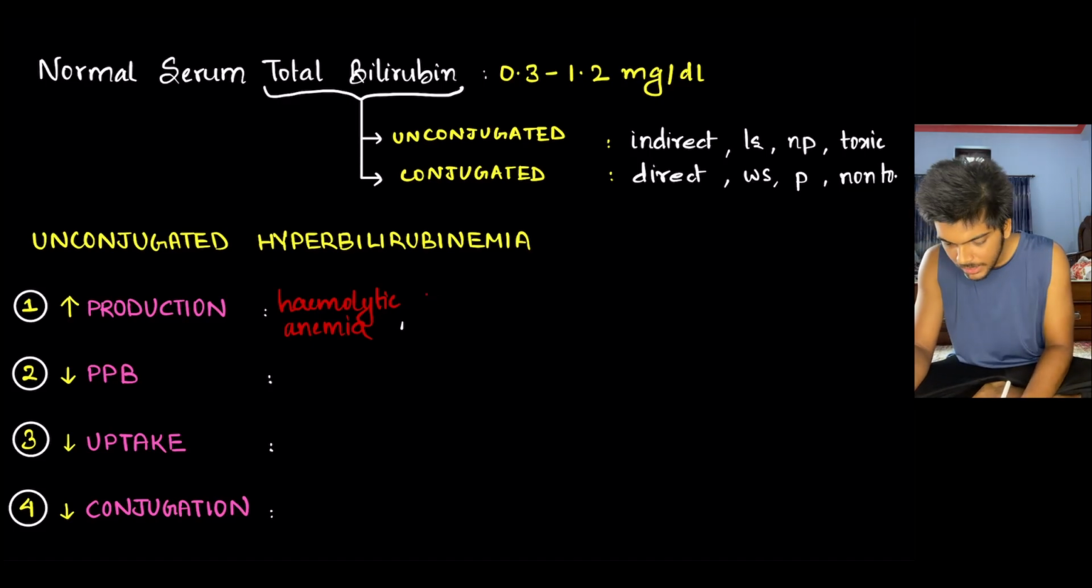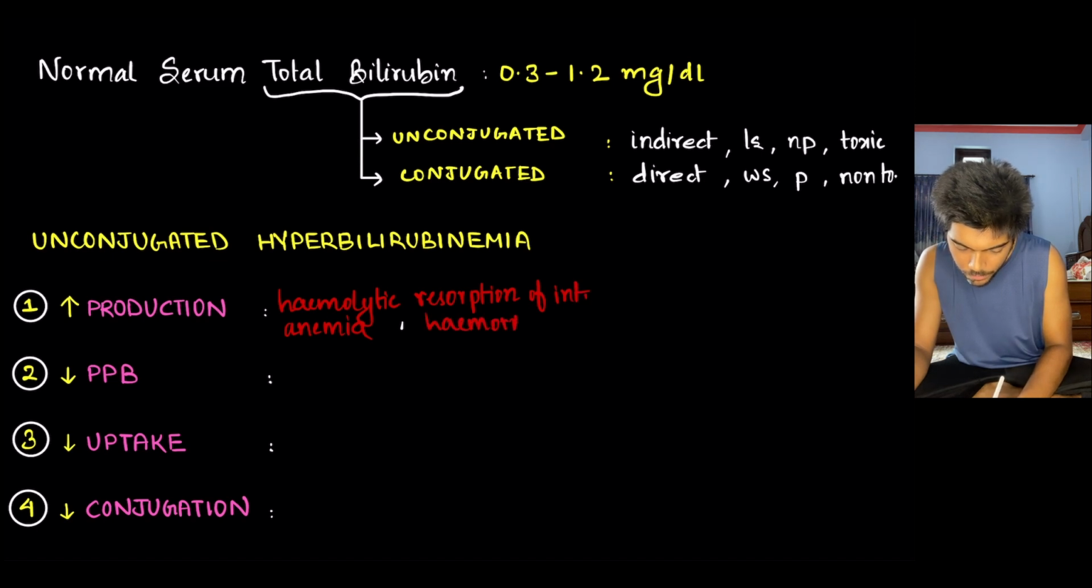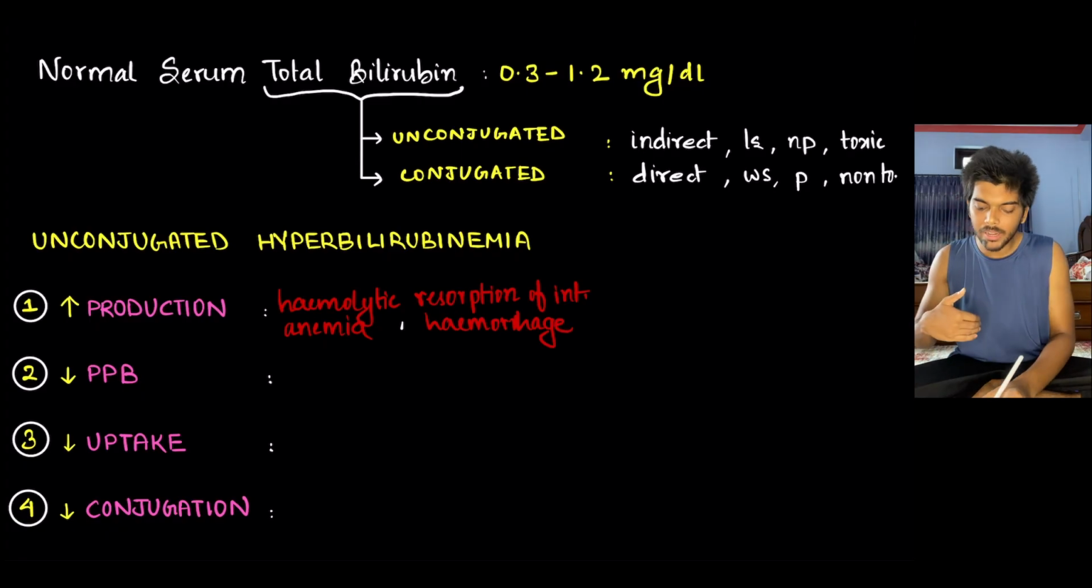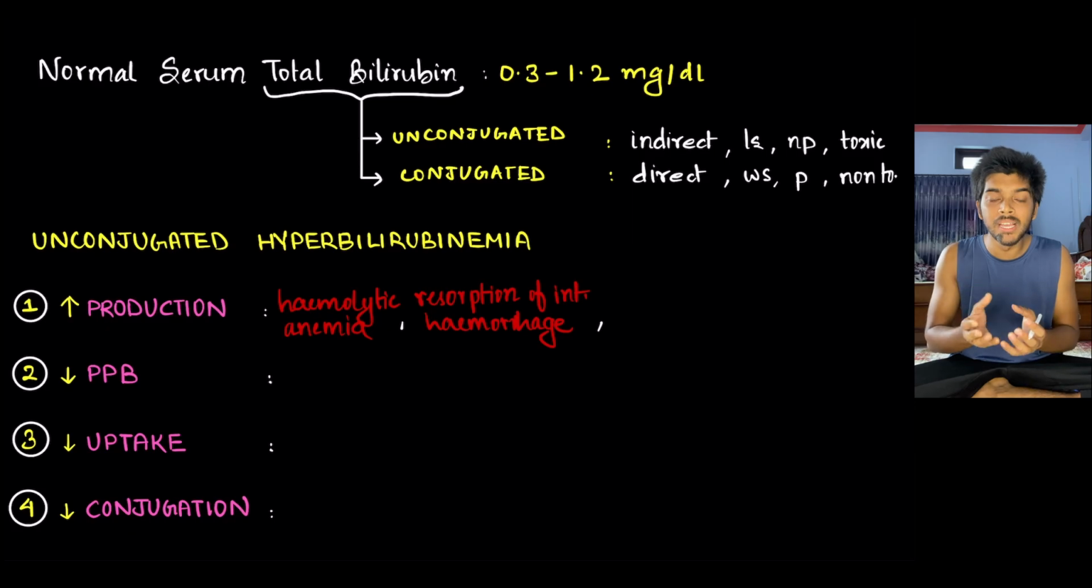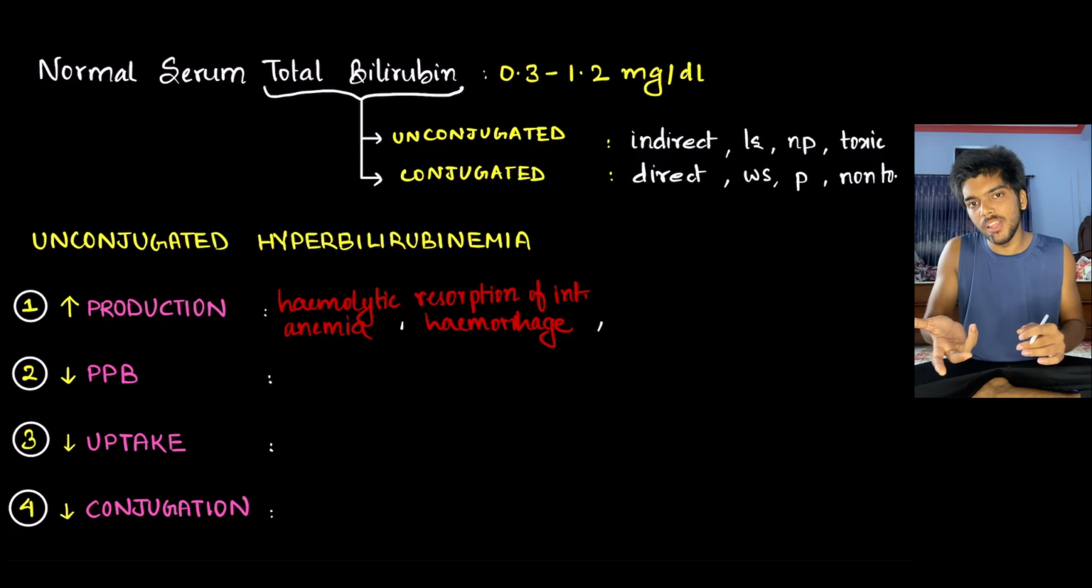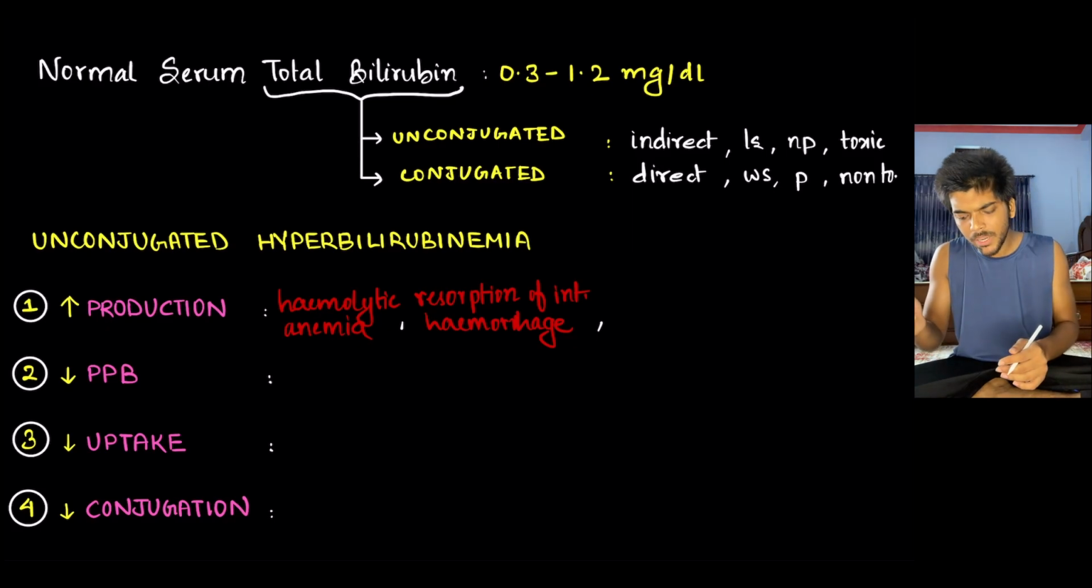Second, after hemolytic anemia, resorption of internal hemorrhage. Whenever there is internal hemorrhage or internal bleeding, what happens? There is accumulation of RBCs leading to formation of hematoma. All the RBCs present in the hematoma get broken down, die, get eaten up by macrophages and converted into bilirubin. Which bilirubin? Unconjugated bilirubin. So, unconjugated hyperbilirubinemia.